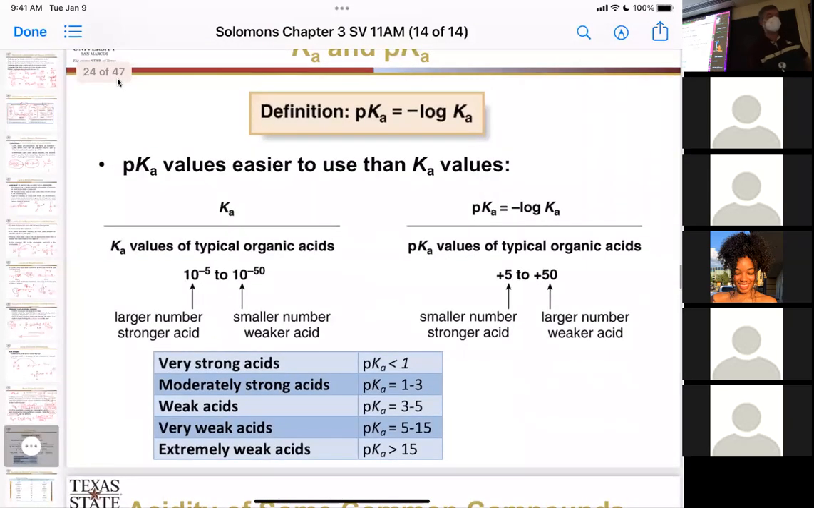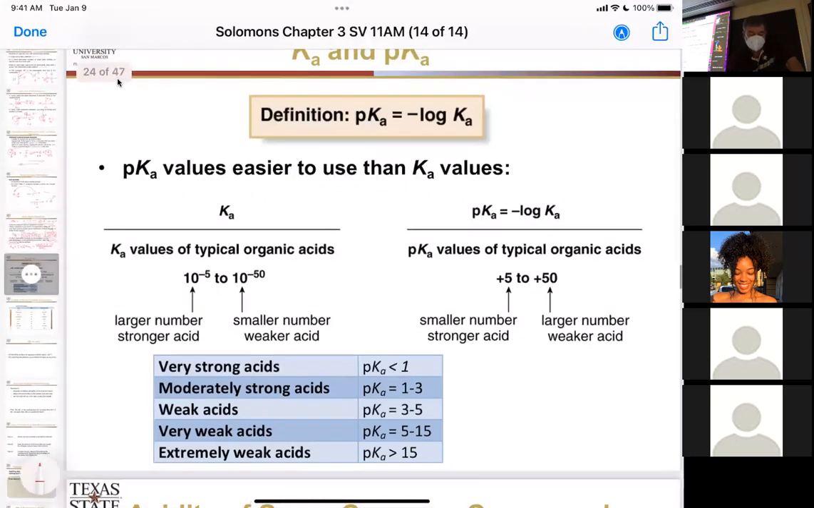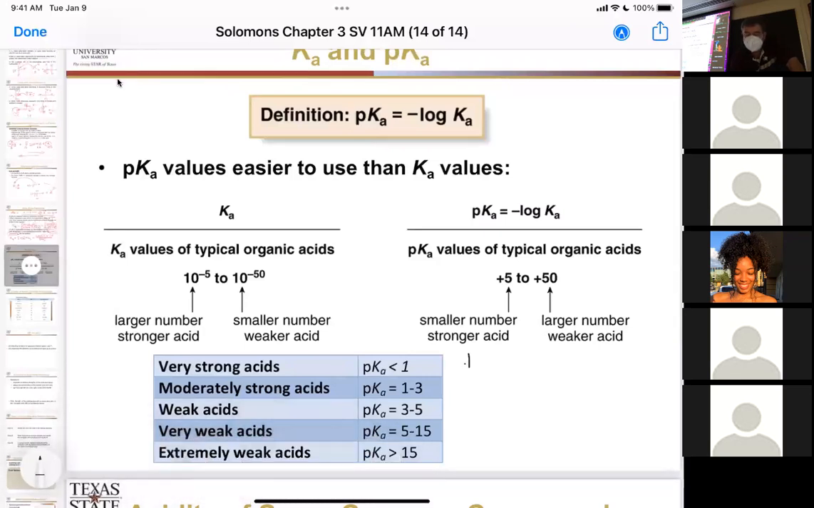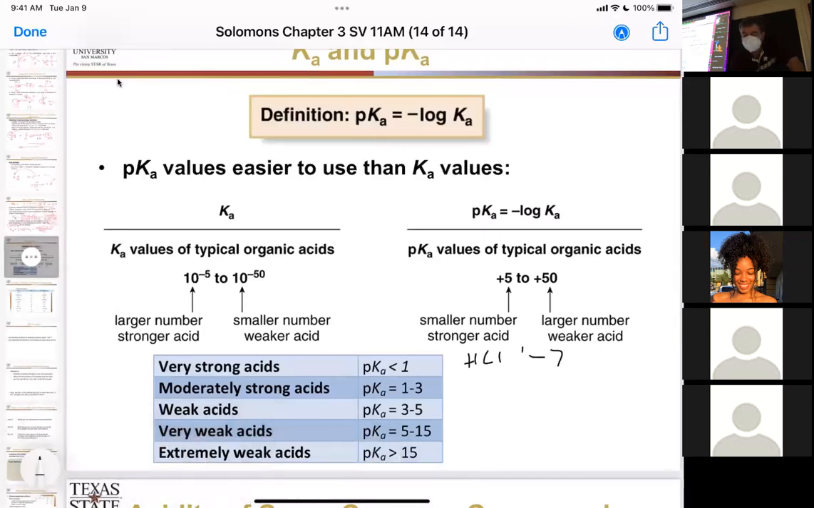So let's define that. In the case of our pKa, we've just taken the log of our Ka. Our Ka is that acidity constant. In the case of strong acids, we typically see them to have a pKa of less than 1. So HCl, HBr, that kind of stuff. HCl has a pKa of -7.